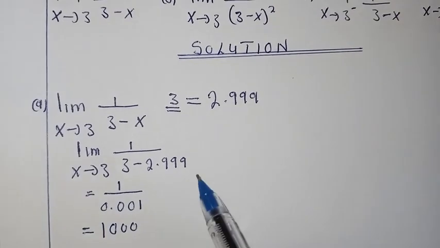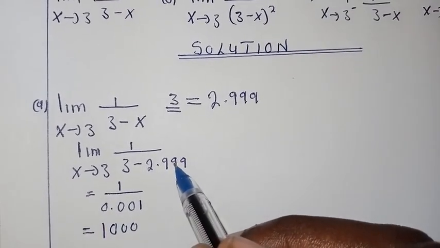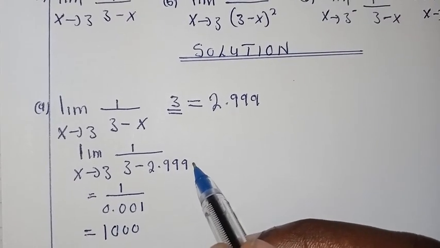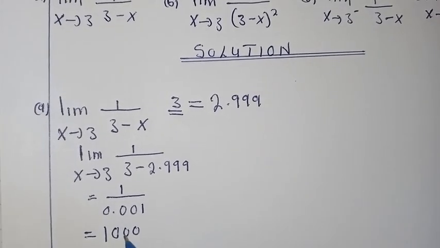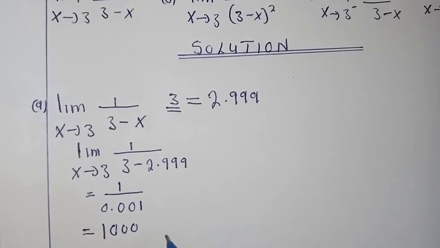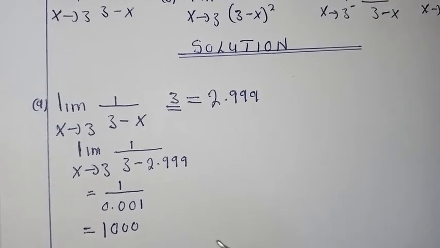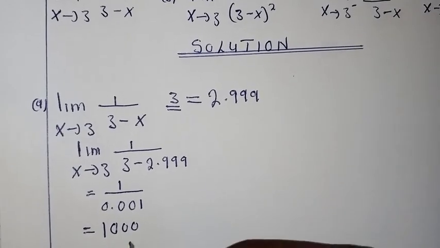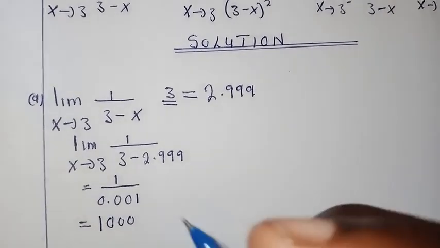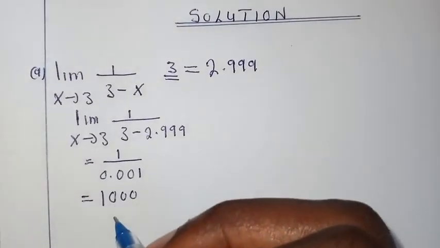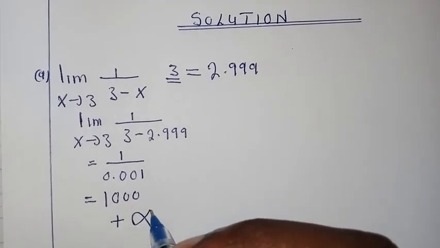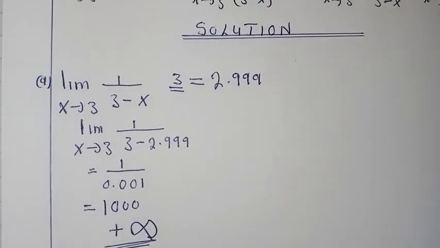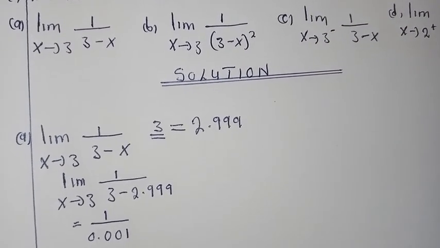Now, how about if these nines here were 4, or we make them 6? Then you discover that the value that we'll be finding will be increasing towards positivity. So therefore, we say that the limit is simply heading towards positive infinity. So it's heading towards positive infinity. Okay, so we can get to B.